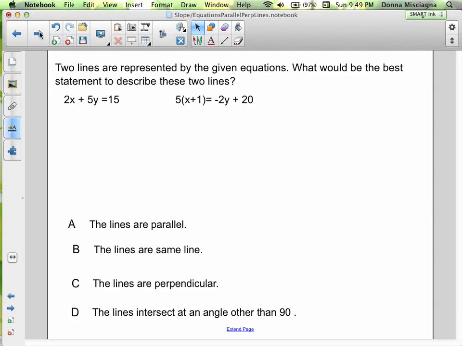Two lines are represented by the given equations. What would be the best statement to describe these two lines? On the Nearpod, you'll have some multiple choice questions. I decided that I would do the most complicated one.